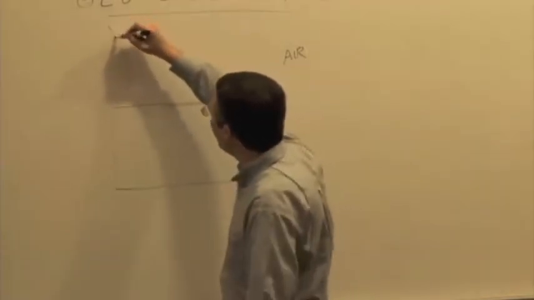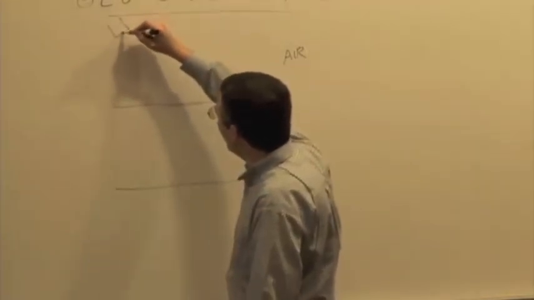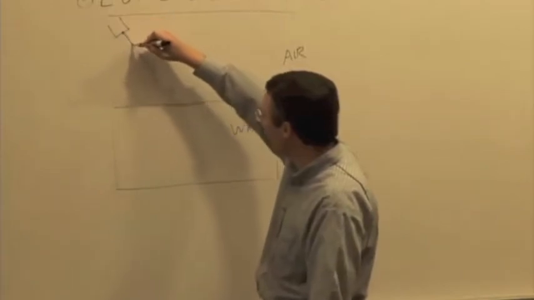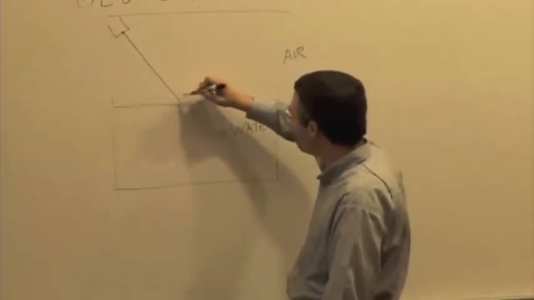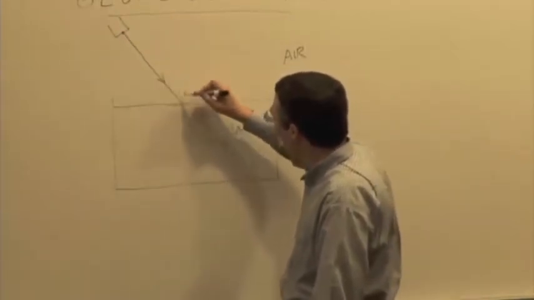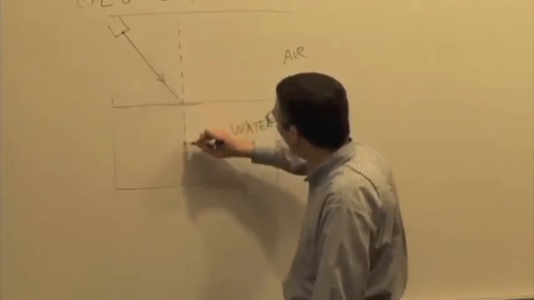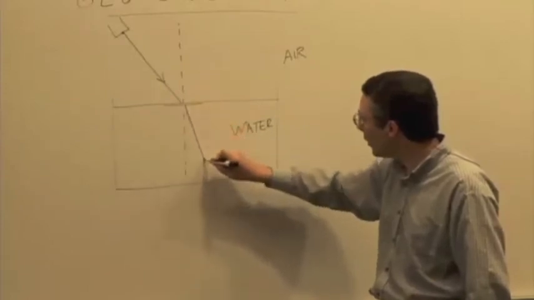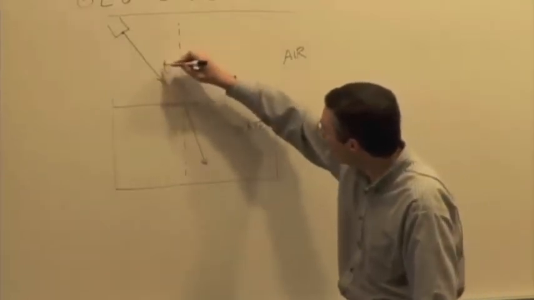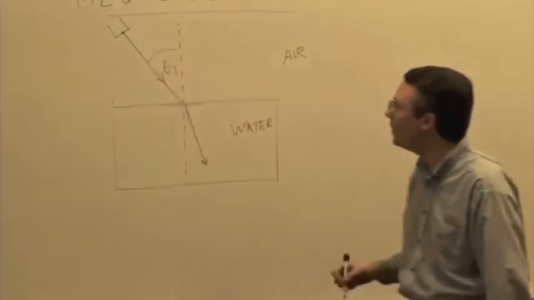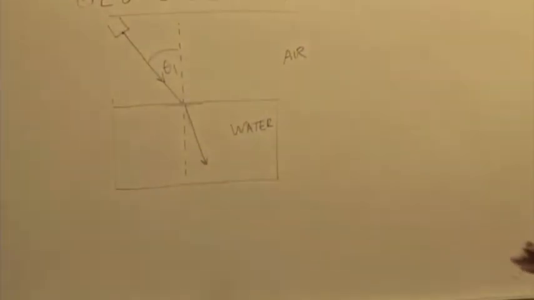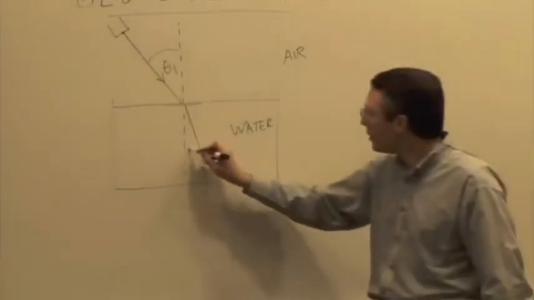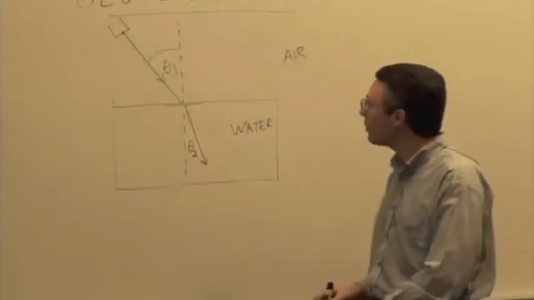And I have a laser beam, maybe like a laser pointer, and I'm going to shine this laser pointer in this direction, and I draw the normal to the surface, and that laser beam is going to bend when it goes through the water. Okay, so I'll call again that theta 1, the angle between the normal and the light ray, and this is theta 2.